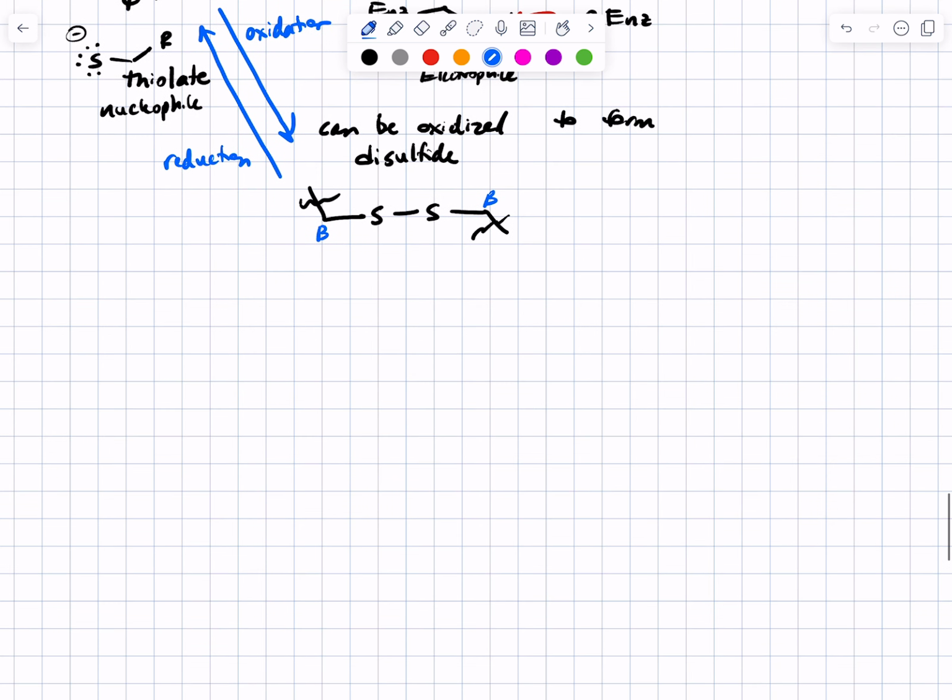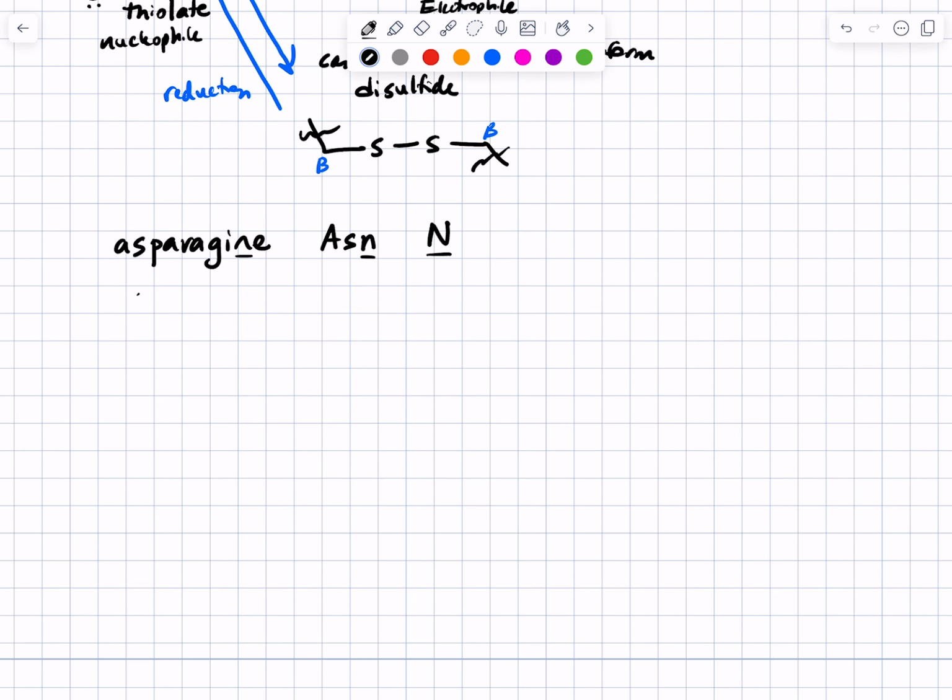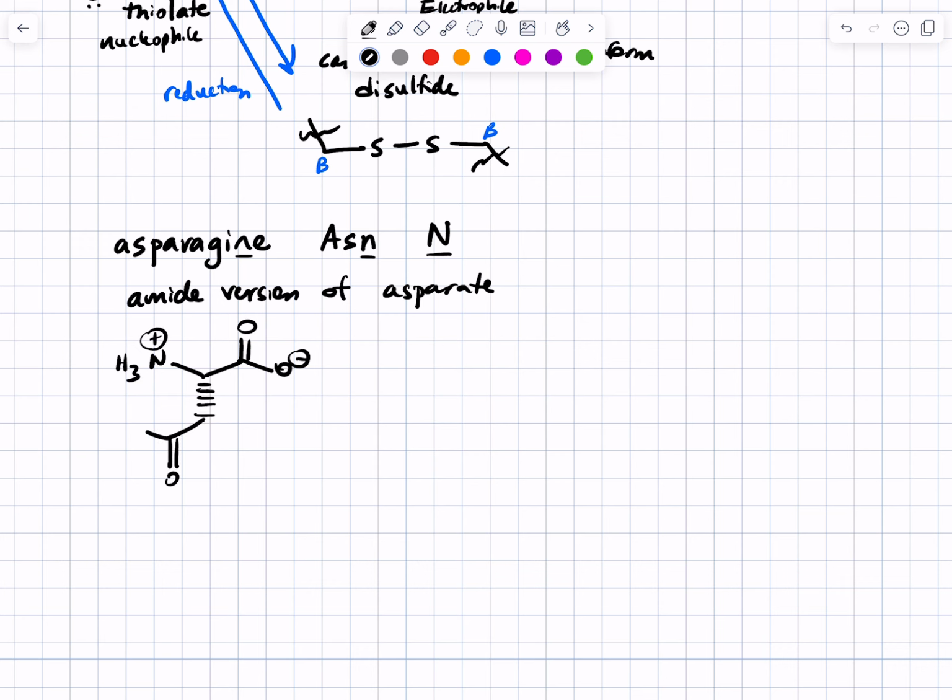Two more polar but uncharged amino acids. These are related to aspartate and glutamate, so it's going to be really easy to confuse them. Asparagine has the 3-letter code ASN and the 1-letter code N, so there's some way to remember it there. This is the amide version of aspartate. In other words, in asparagine, we convert the carboxylate side chain of aspartate into an amide.